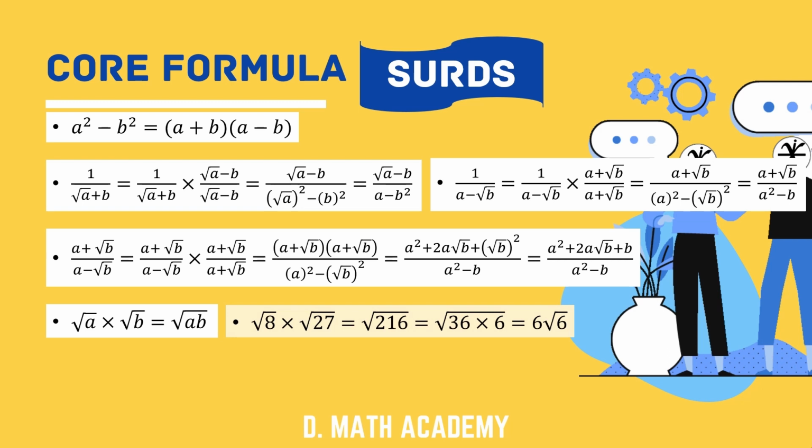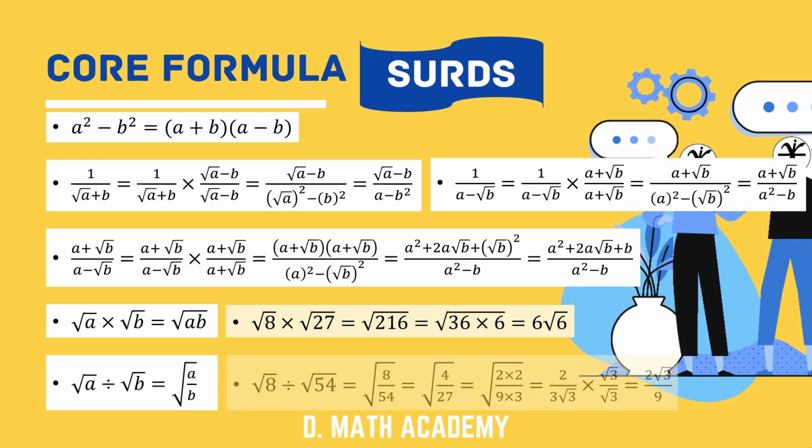If it's divide, it's also the same thing. Put it under the square root, so you have a over b inside of it. So I have square root 8 divided by square root 54. I get square root 4 over 27. I break down the 4 and 27 into 2 times 2 and 9 times 3. And then I get 2 over 3 square root 3. Remember that I mentioned you cannot have surds in the denominator.